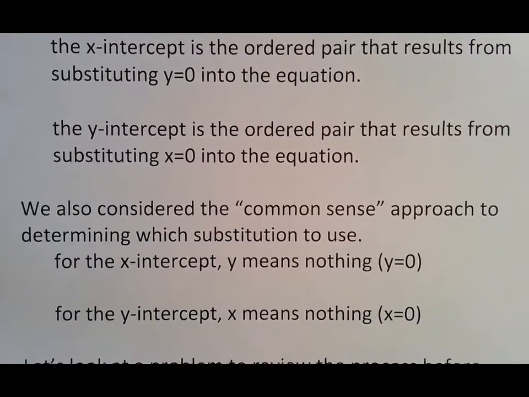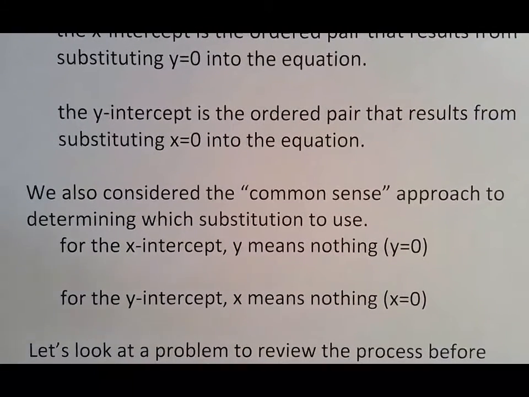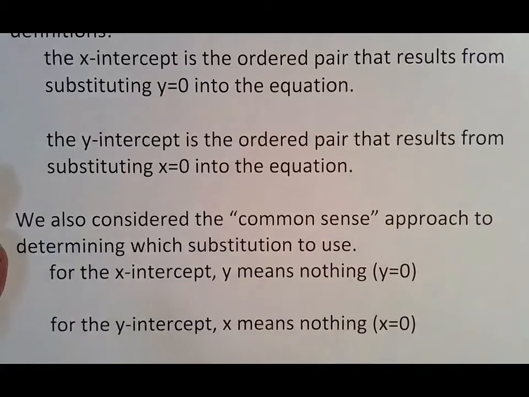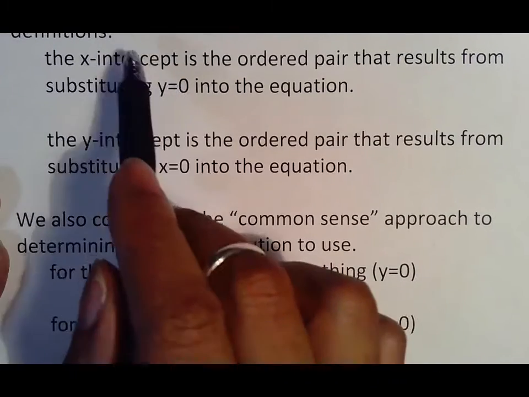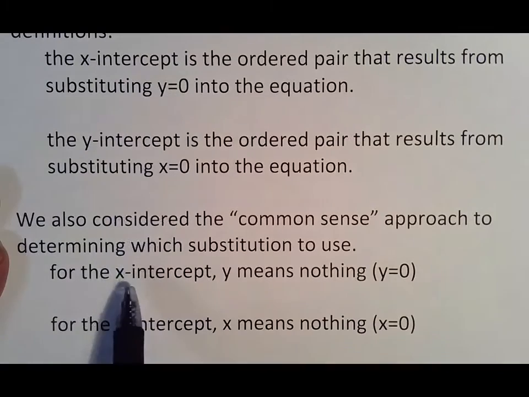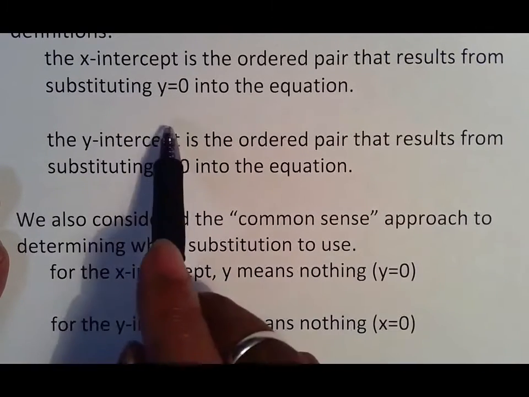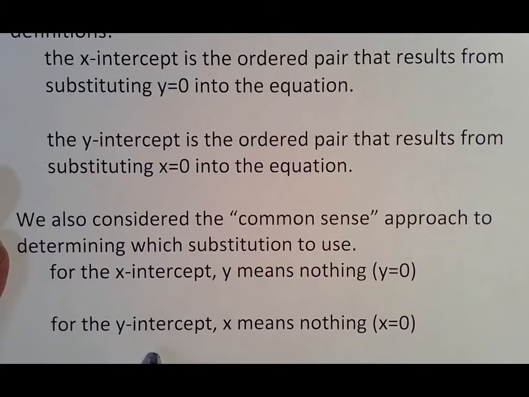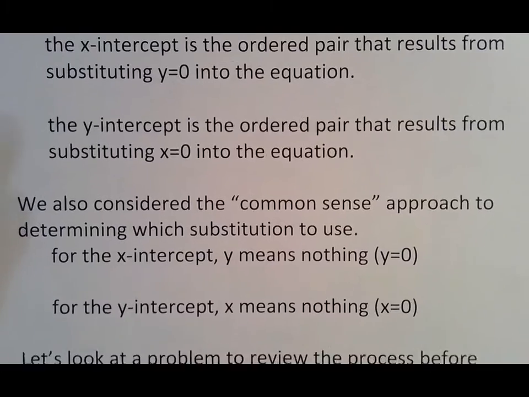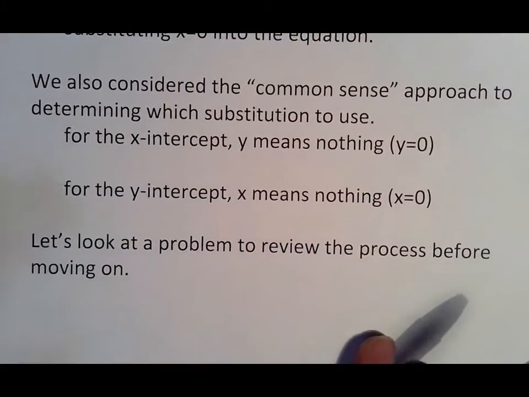We also considered the common sense approach, which pretty much means that for your x-intercept, y means nothing, so we did y equals 0. And for the y-intercept, x means nothing, so we did x equals 0, which is pretty much what these two things are saying. But again, the common sense says: x-intercept, y equals 0. Y-intercept, x equals 0. So again, just making sure you got that down.